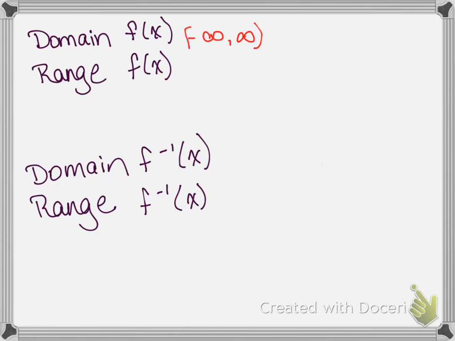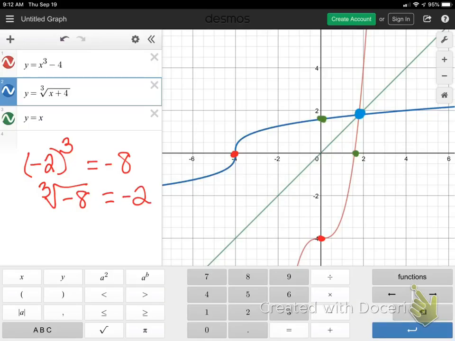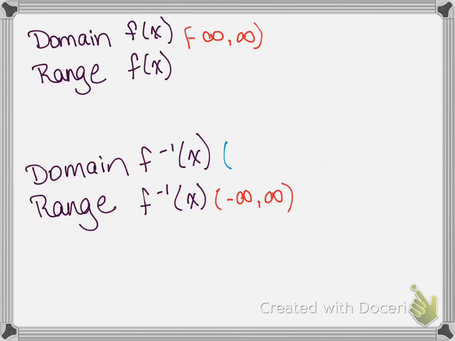So if the domain of my original function is negative infinity to positive infinity, that means the range of my inverse is that. What's the domain of my inverse? That's the blue one. What's the domain of that one? Negative infinity to positive infinity. Okay?